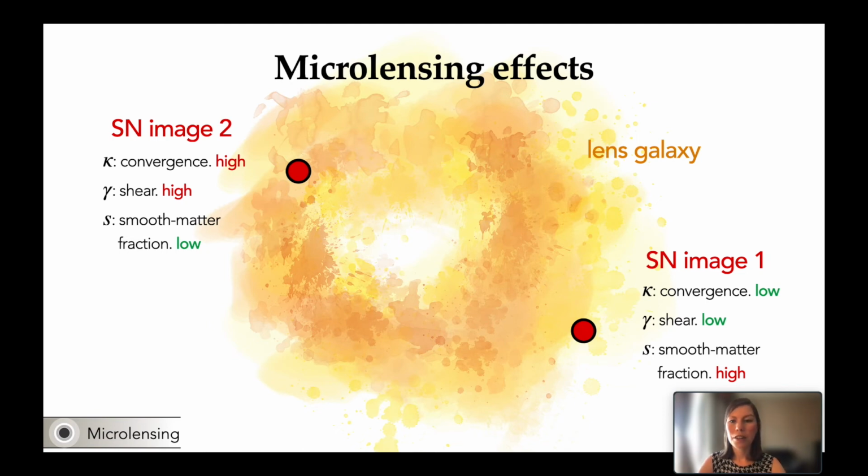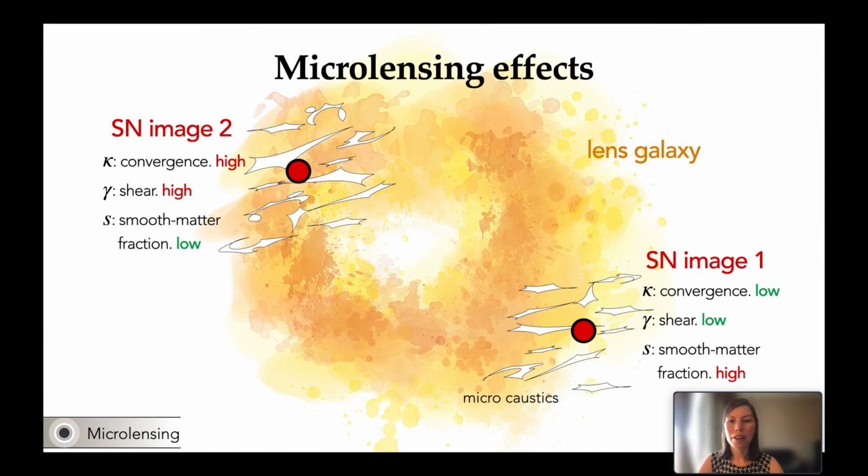And for the image that's located closest to the lens galaxy, the convergence and the shear are both high, and the smooth matter fraction is low because there's more stellar matter compared to dark matter. So if we take this into account, then we can calculate for each of these substructures the microlenses that it will create. So these are individual additional magnifications due to all these stars. And as the supernova photosphere expands, it can cross some of the microlenses, which then results in an additional magnification.